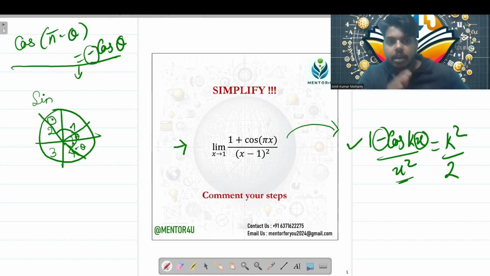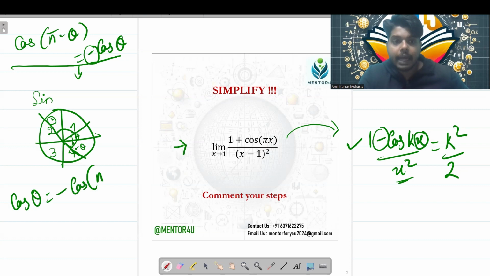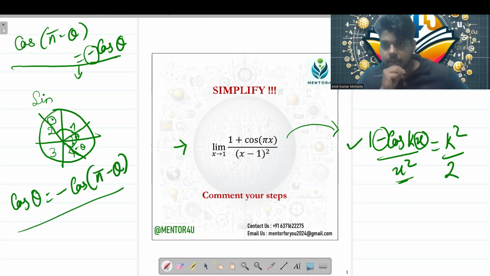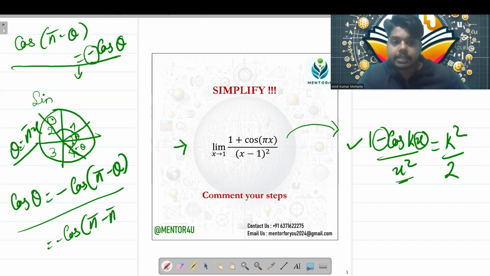So this is our main identity. Now let's rearrange this equation to find a better form for our understanding. If I take this minus sign to the left-hand side, it becomes cos theta equals minus cos(pi minus theta). Now, if I compare this with the original expression, can I say theta is πx? Yes, so I can write cos πx as minus cos(π minus πx). What I have done here is replace theta with πx. Clear? Let's go to the next page and try to solve using the further steps.